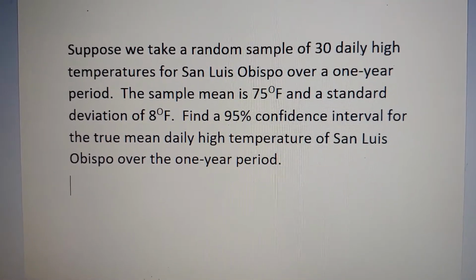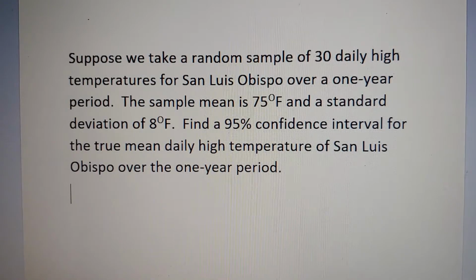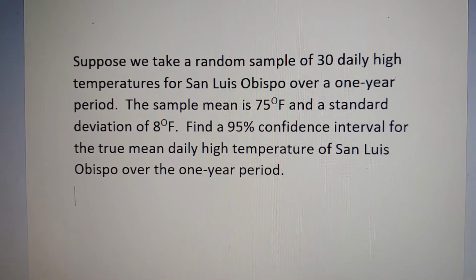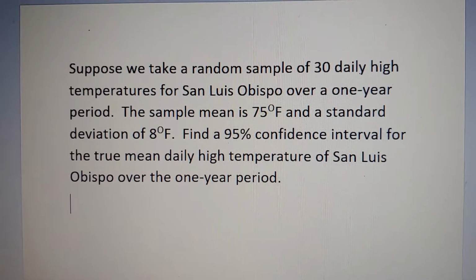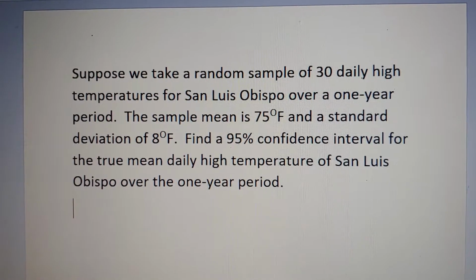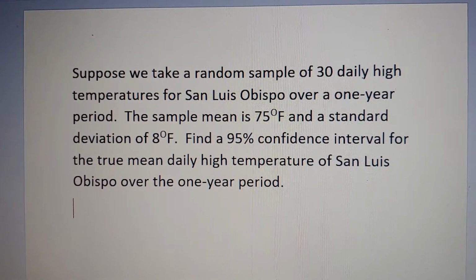We want to find a 95% confidence interval for the true mean daily high temperature of San Luis Obispo over the 1-year period. So what we're trying to do here is create a net to capture the true mean of what the daily high temperature is using our information.